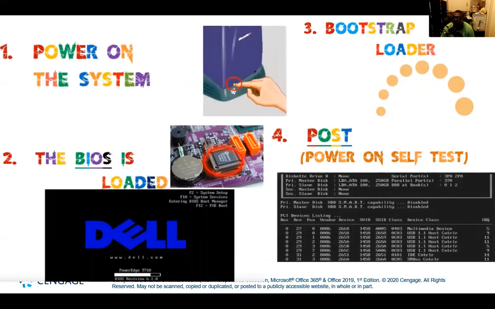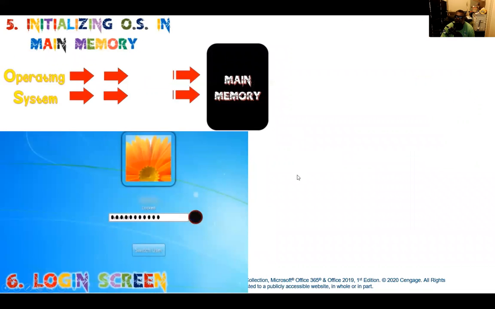And then there's a power on self-test, or the POST test. That's where it's actually checking to make sure that all of the peripherals do exist. From there, we're going to go to the operating system, and that's going to take you to your main memory. Once you see that, you should see your login screen. So that's basically the entire thing in a nutshell.